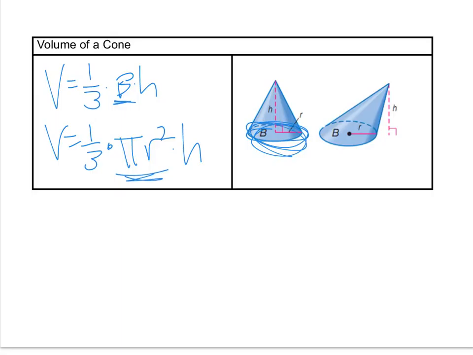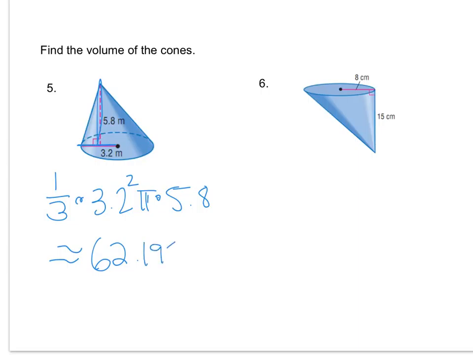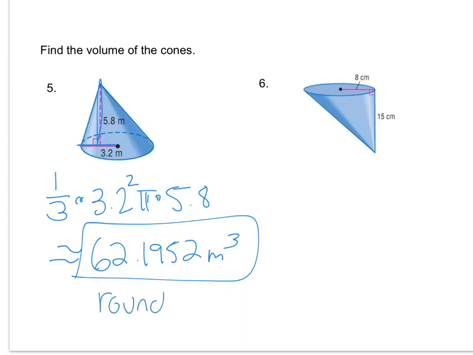So, this kind of idea. Here, 3.2, height of 5.8, so it's going to be 1/3 times 3.2 squared pi times 5.8. So 3.2 squared times pi times 5.8 divided by 3, you get approximately 62.1952 meters cubed. Now, I multiplied it by pi. Remember, this is the rounded. If they want exact, then you've got to have a pi in there somewhere.